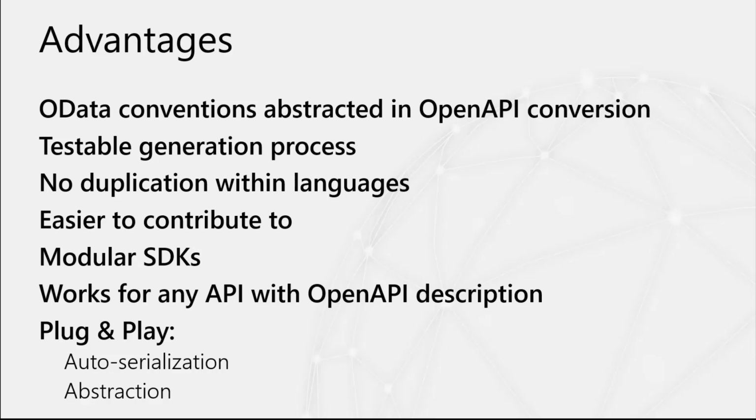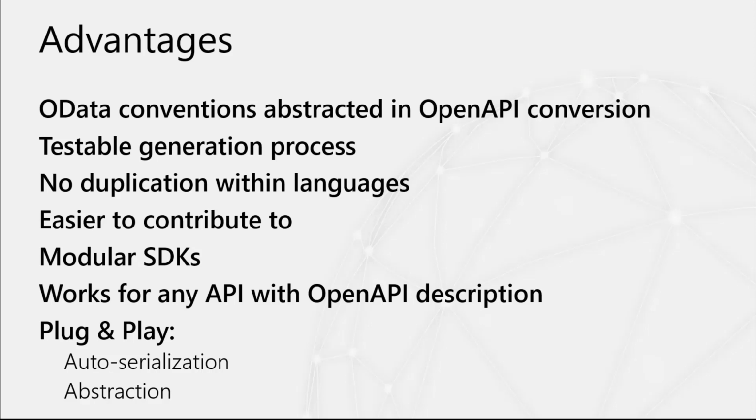But if you have in-house APIs, and if those APIs have an OpenAPI description, you'll be able to use Kiota, feed in that OpenAPI description instead, and get a Fluent SDK in the language of choice for that specific API.